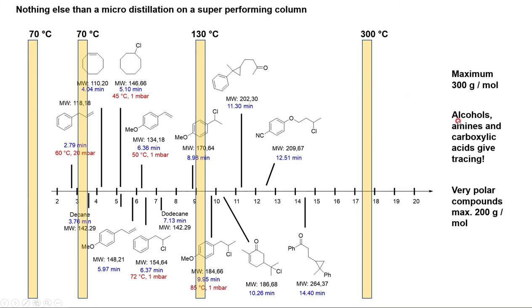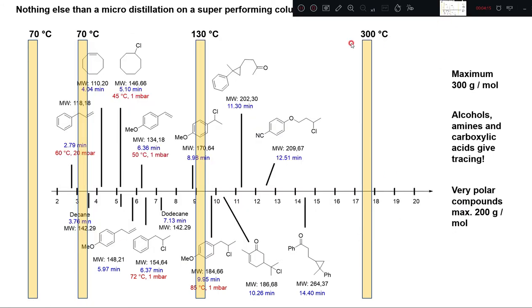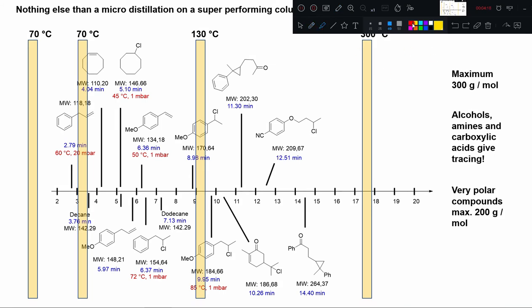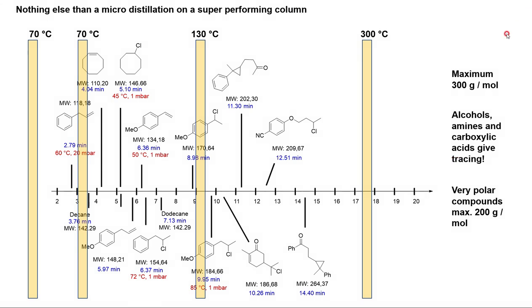Note that because of the interactions, alcohols, amines, and carboxylic acids give tailing. Tailing is when you don't have sharp peaks, but a peak which is high. Let me draw that for you. You don't have sharp peaks, but you will have a peak which is high and then sort of tails along. So this is tailing, and it's typical for alcohols, amines, carboxylic acids, and others. Let's hide that again.